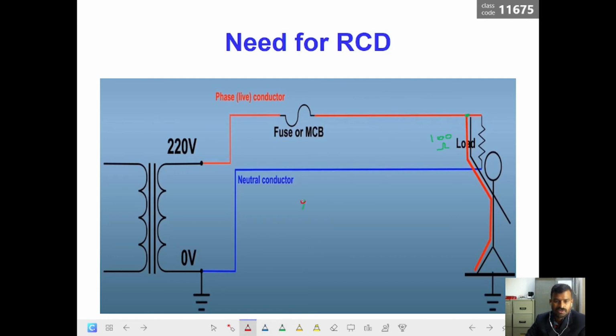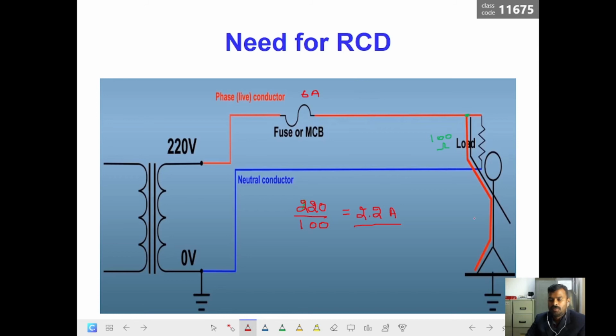is the 220 supply voltage divided by the resistance of 100 ohms. So I would get 2.2 amperes of current. And for the MCB rating, you can multiply this by 1.5 times, and you may get around 3.6. So I say that I have taken a 6 ampere fuse for this. Okay, a 6 ampere fuse.